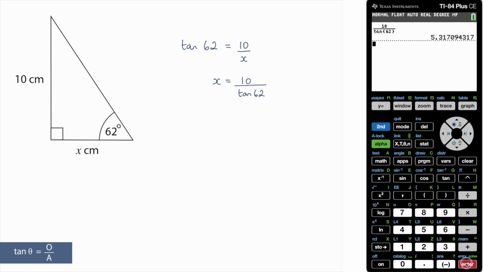And we press enter. We get an answer of 5.317, etc. So to three significant figures, we would have that x is equal to 5.32, and that is to three significant figures.